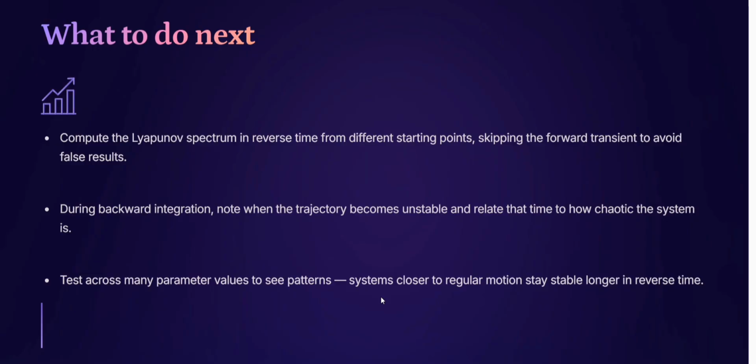And we have to complete this project, like we have lots of things to do, like computing the Lyapunov spectrum in reverse time from different starting points, skipping the forward transients to avoid false results, and during backward integration noting when the trajectory becomes unstable and relating that time to how chaotic the system is, and testing across many parameter values to see patterns. Systems closer to regular motion stay stable longer in reverse time.